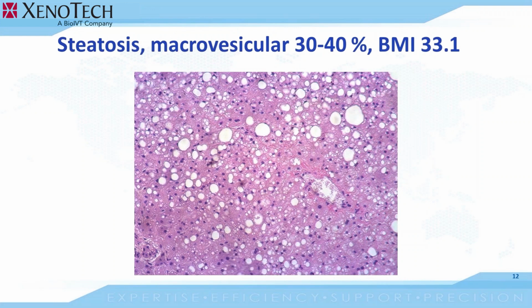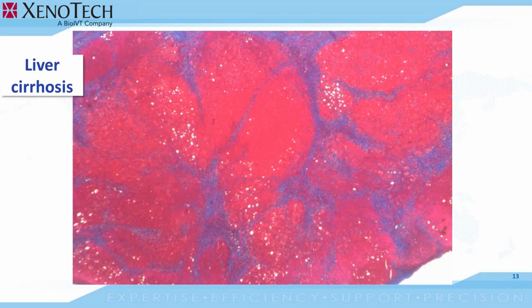The last image in this group illustrates the other end of the spectrum of the fatty liver disease, which is liver cirrhosis. Fatty liver disease progresses from normal to steatosis, to steatohepatitis, with or without fibrosis, to cirrhosis, and in few percent of cases to hepatocellular carcinoma.